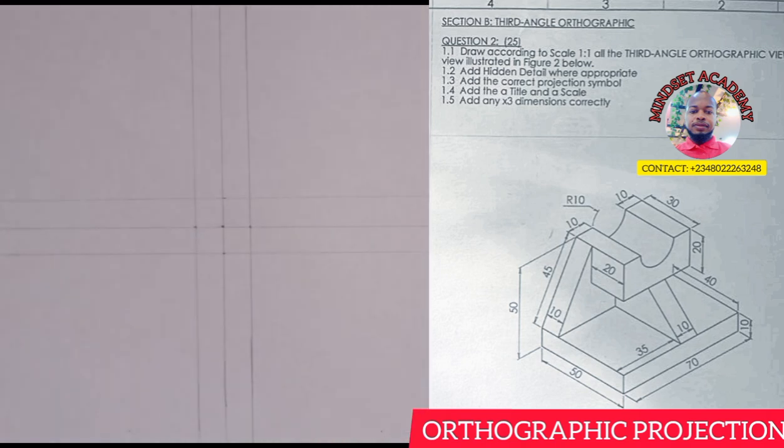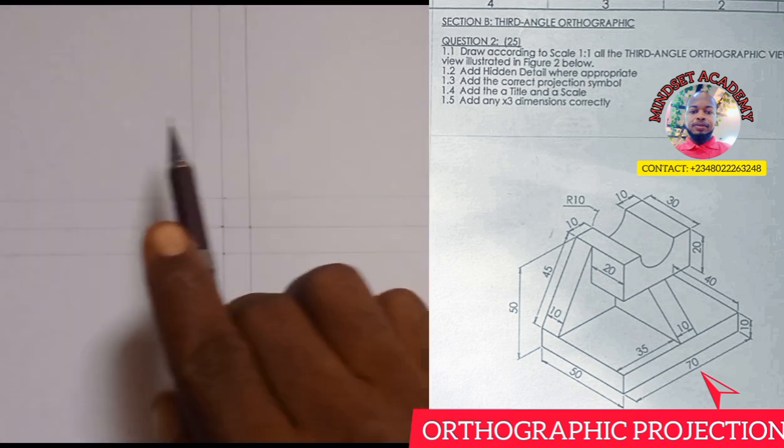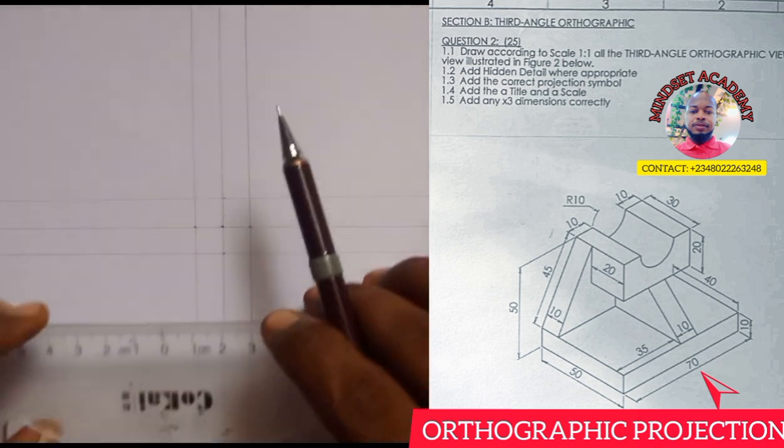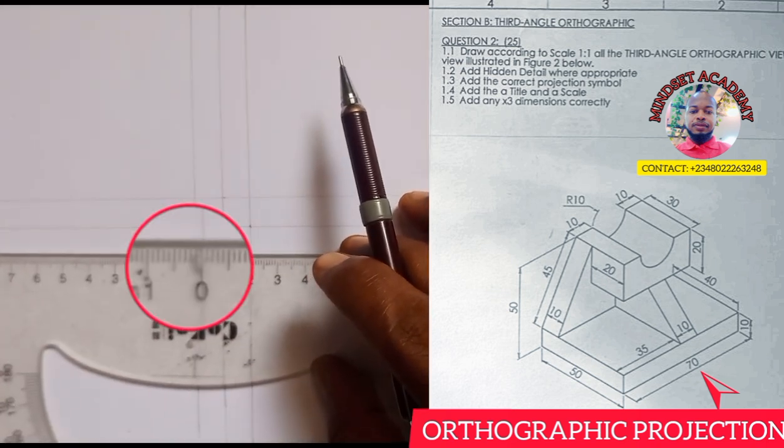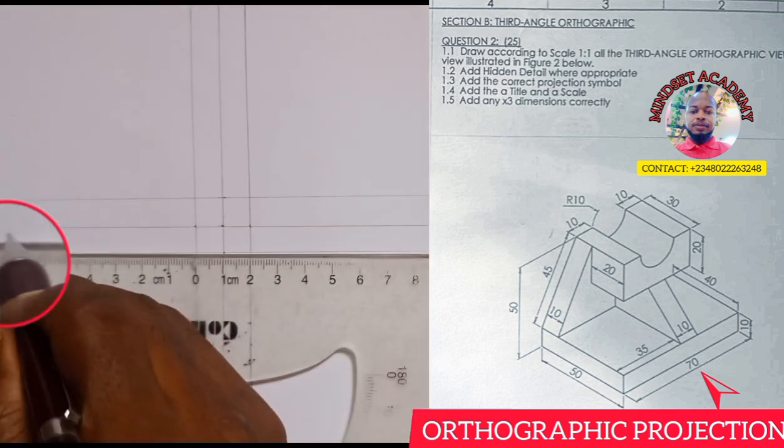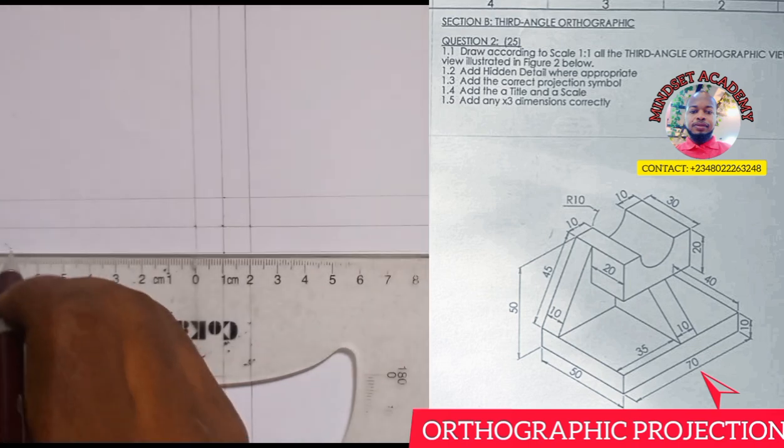So let's start. We are looking at the elevation. Looking at it from this side, our arrow is pointing, right? Since no particular arrow was given, we look from this side. From this side, the entire length is given to be 70. So I'm going to measure my reference point. Since it's in third angle, my front elevation will be at the third quadrant, so from here 0 to 70. Hope you can see that.